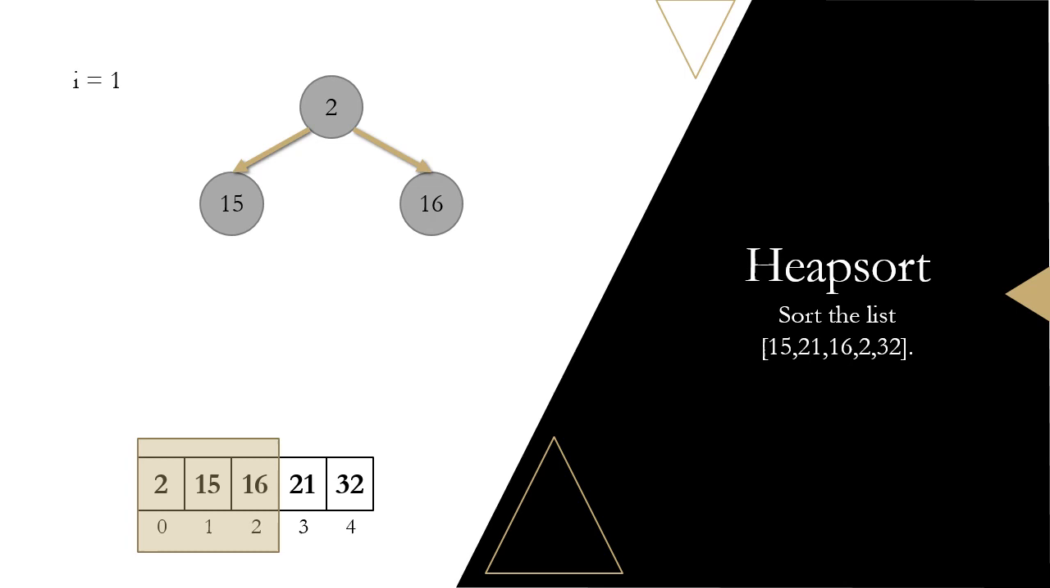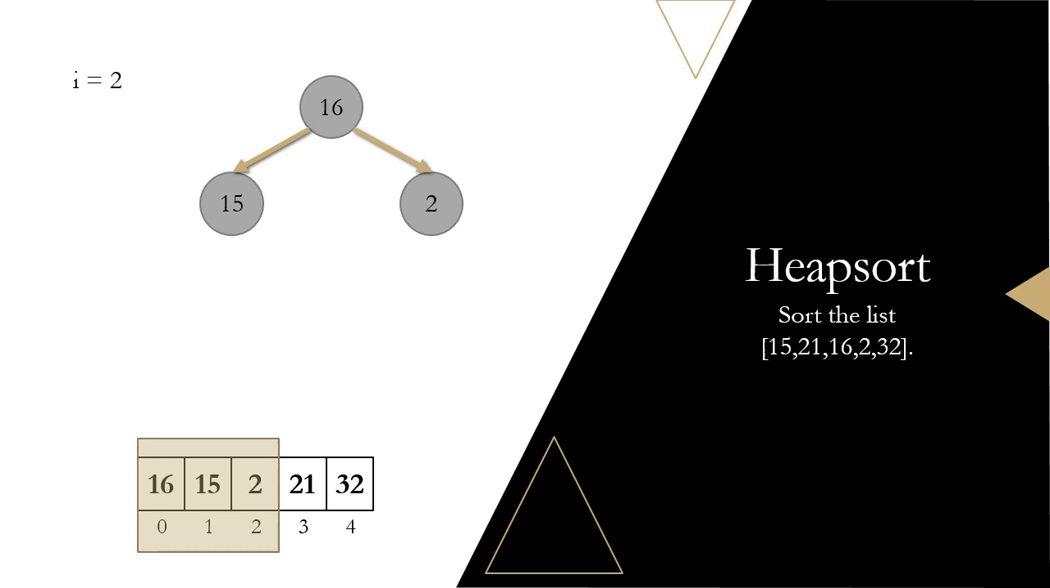2 has two children, 15 and 16. Both are larger, but I am going to sink it towards the greater child, 16. So I swap 2 and 16. And the list has adjusted accordingly. Now, everything that I wanted to do for i equals 1 is done. i goes to 2.